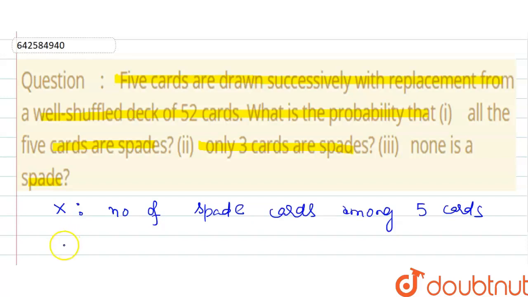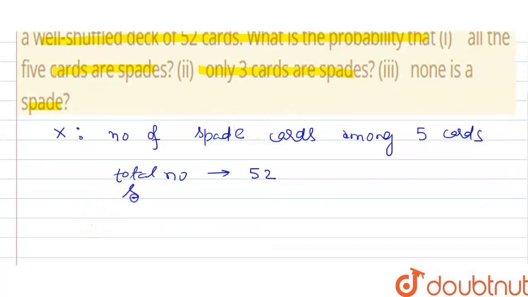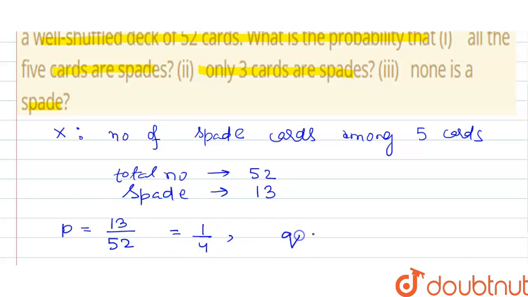In a well shuffled deck, the total number of cards is 52, and the number of spade cards is only 13. Now P equals 13 by 52, that is 1 by 4, and we have to find the value of Q. Q equals 1 minus P. We know P is 1 by 4, so Q is 3 by 4. We got the values of P and Q.